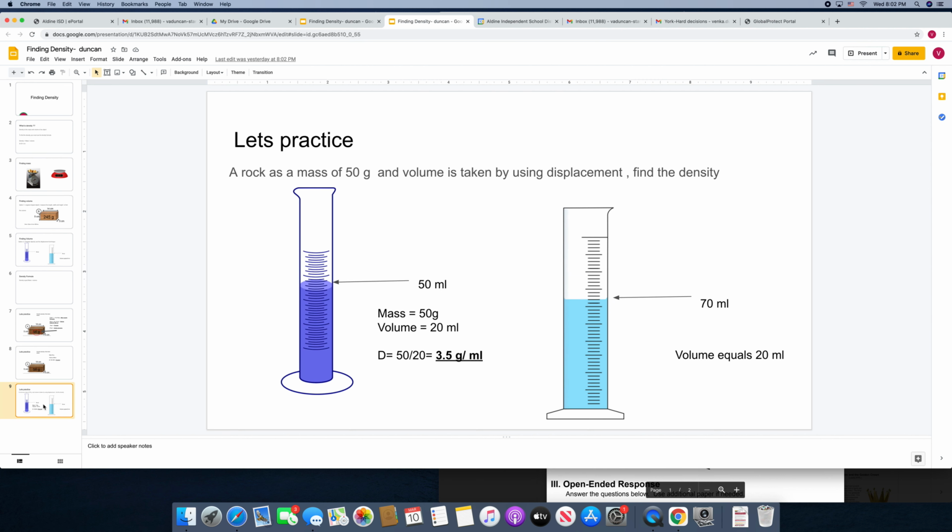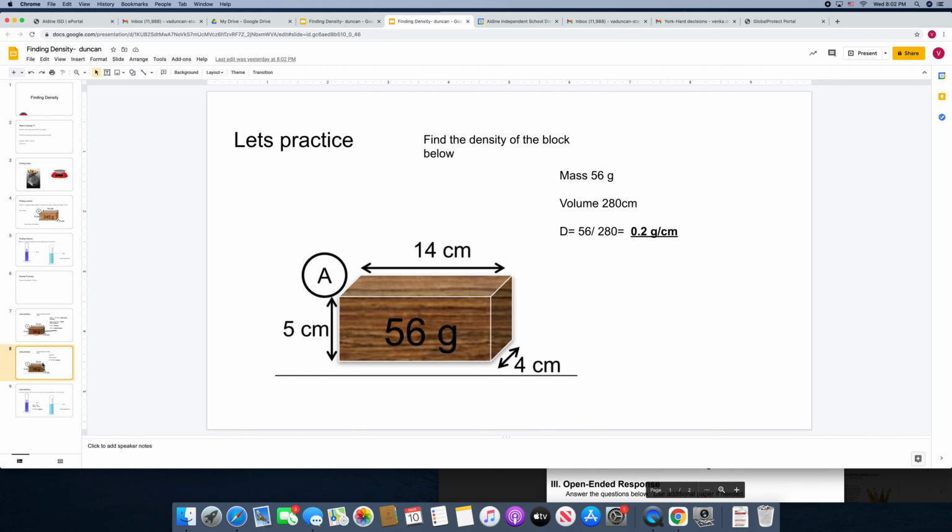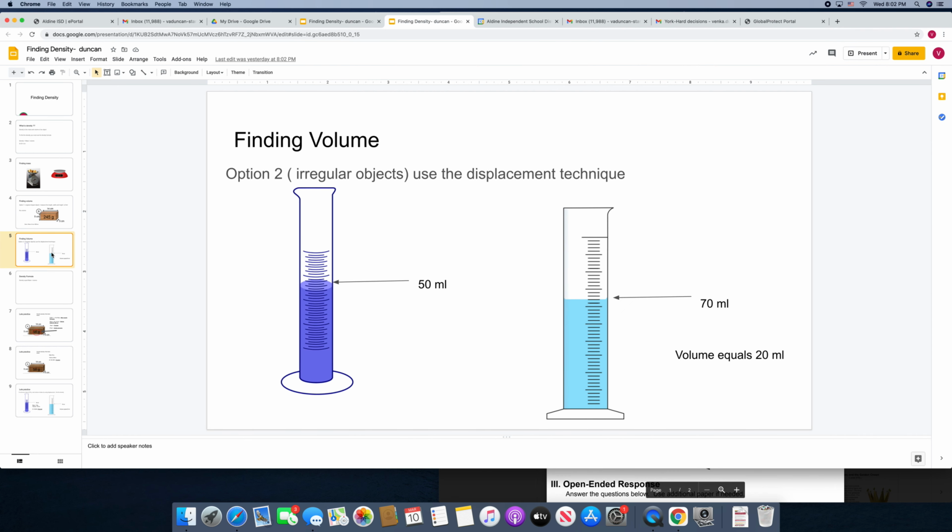The second option for finding volume is for an irregular shaped object, or an object that does not have a defined side. So something like a rock that does not have a defined length, width, and height. You're going to use water as the measuring tool.